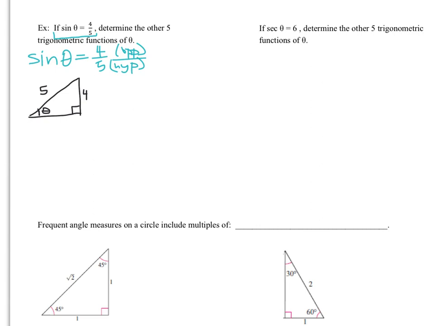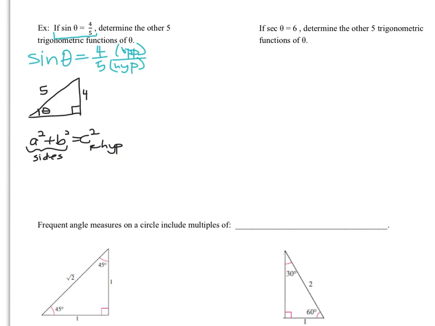The only one we really know right now, we could do cosecant because that's the reciprocal. But to get the rest of them, we're going to need that missing side length. And guess what? That's where Pythagorean theorem comes in. So if we think about a squared plus b squared equals c squared, the a and the b are the two sides, and you can put them in either order. C is always the hypotenuse.